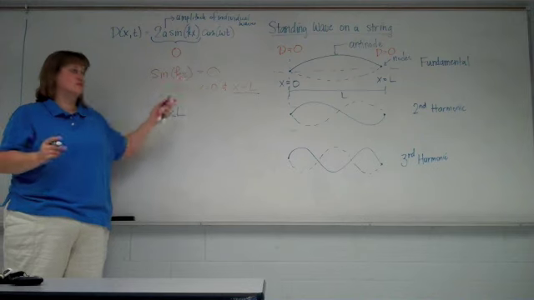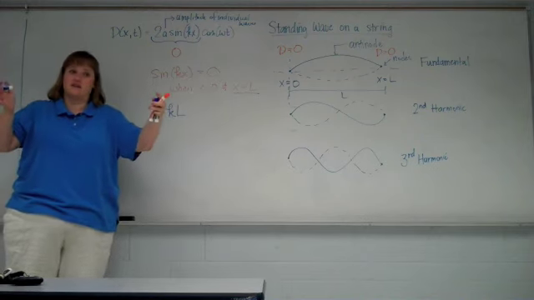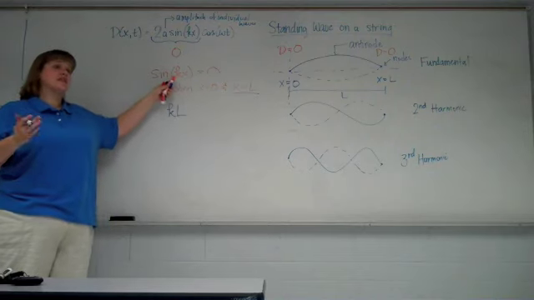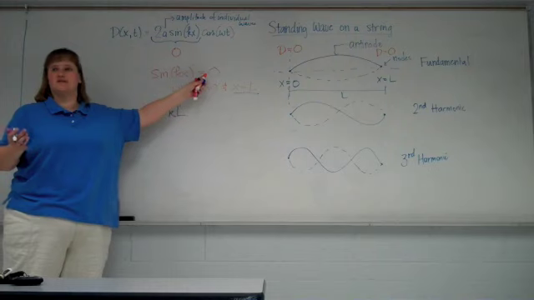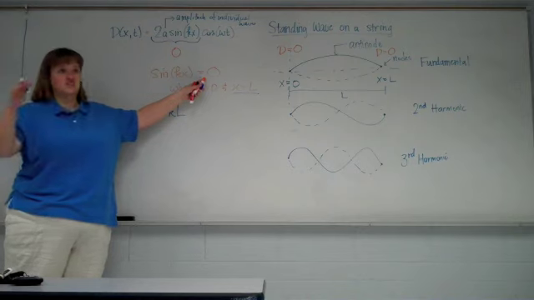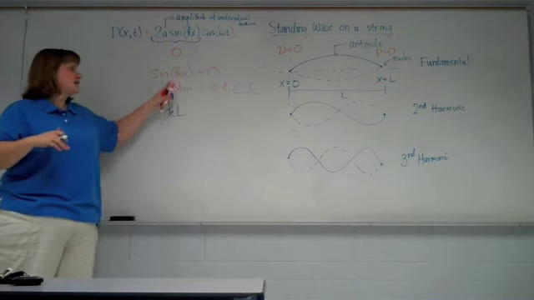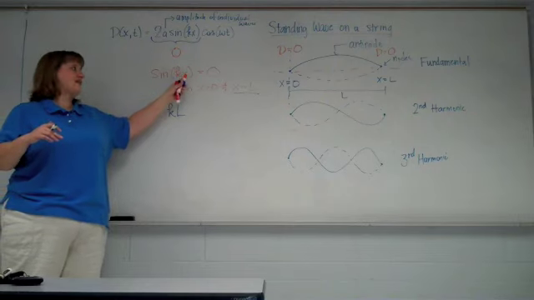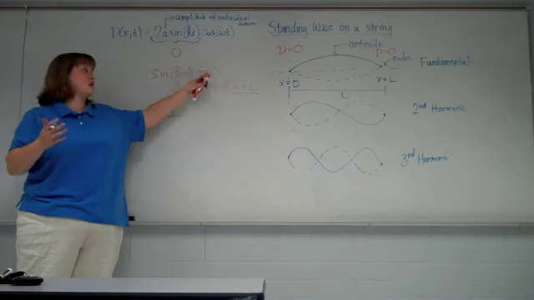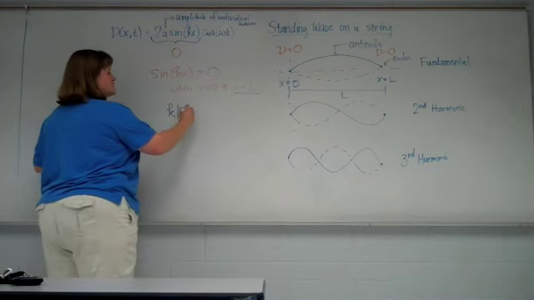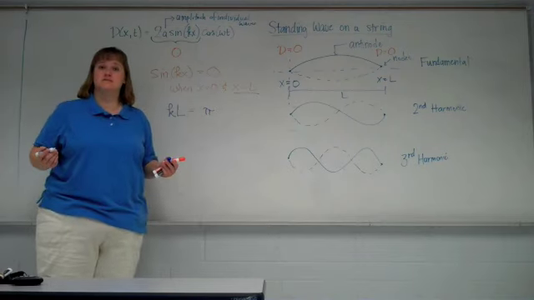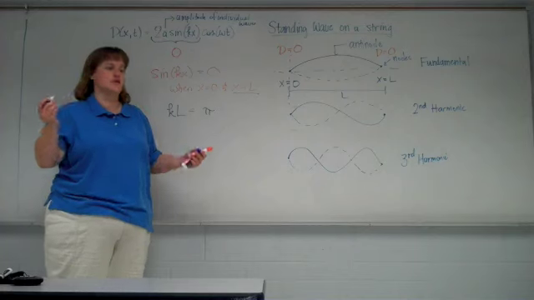Now, L is not 0. The string has a length. So L is not 0. So the sine of what angle other than 0 will give us 0? 180 will. 360 will. And so forth. Now remember here that k has units of radians per meter, and so our calculator would have to be in radian mode if we're doing this. So our angle needs to be in radians. So pi would work. 2 pi would work. 3 pi would work. 4 pi, and so forth.